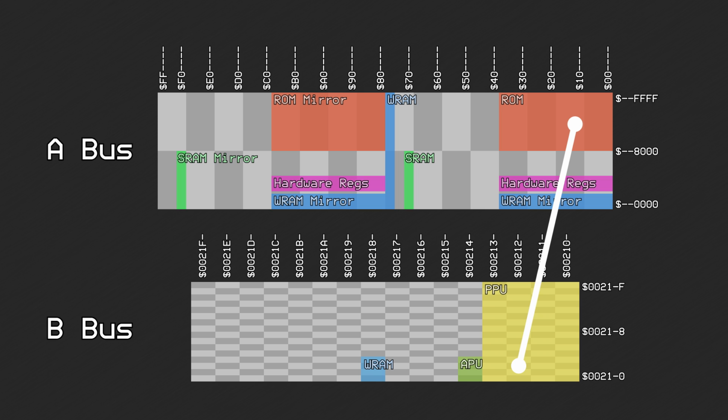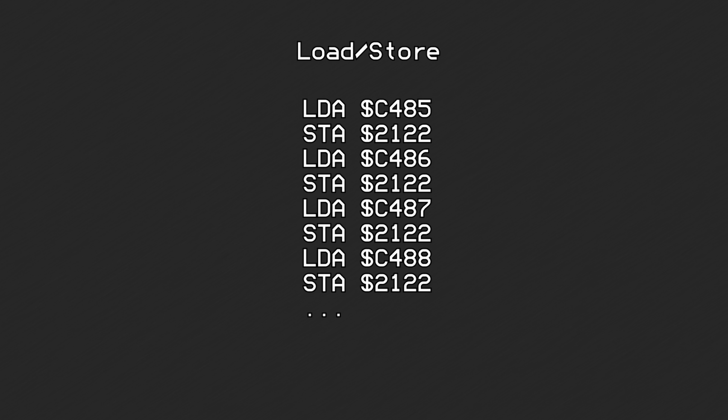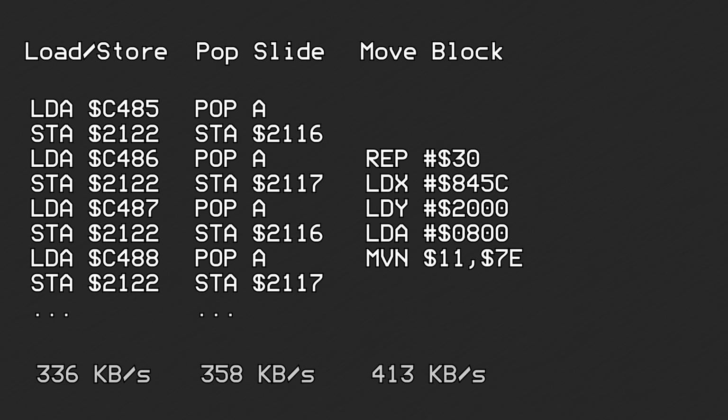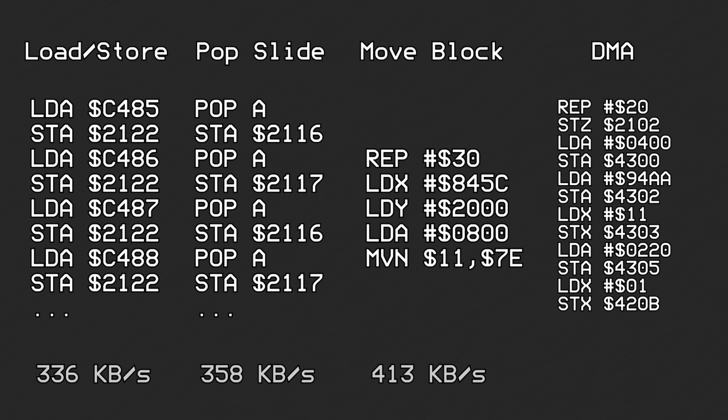Using the processor to load bytes from one place and store them to another is relatively slow, resulting in about 336 kilobytes per second. Even using quick pop slides, or even the move block instructions specifically meant for moving large blocks of memory, only give 358 and 413 kilobytes per second respectively. DMA, however, can reach speeds of up to 2.68 megabytes per second. This is incredibly useful when moving around huge amounts of data, like graphics.